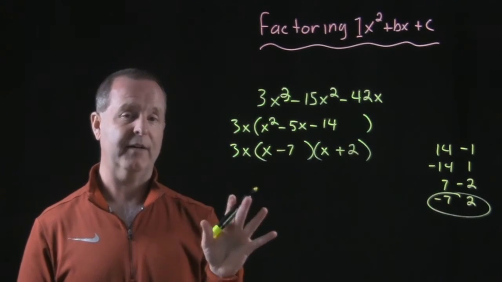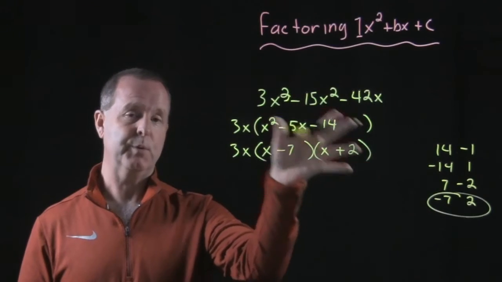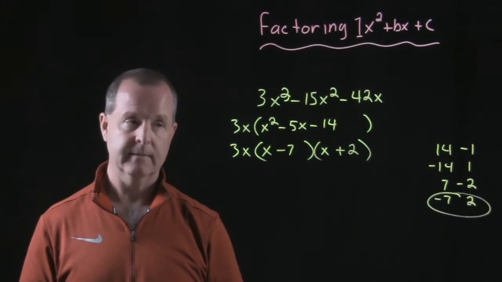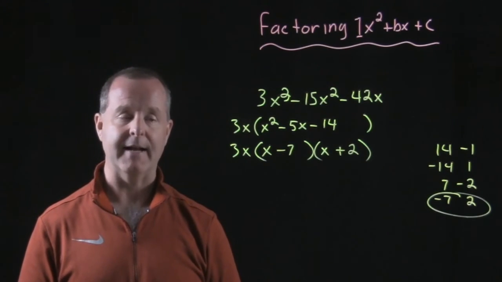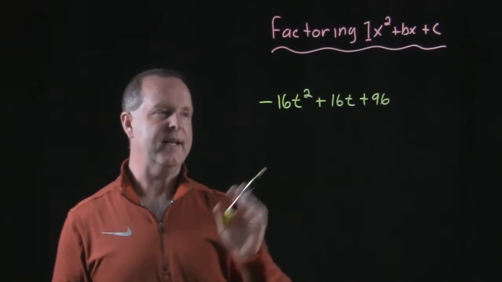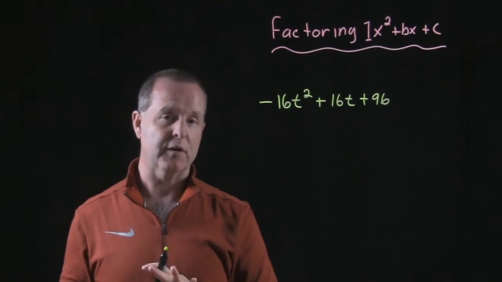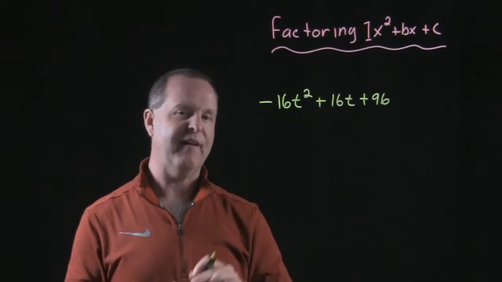This one required factoring twice. One, I was able to pull something out of each of the terms. And then from there, the trinomial left, I was able to factor that. And here's another example of how we need to factor out something first in order to completely factor it.